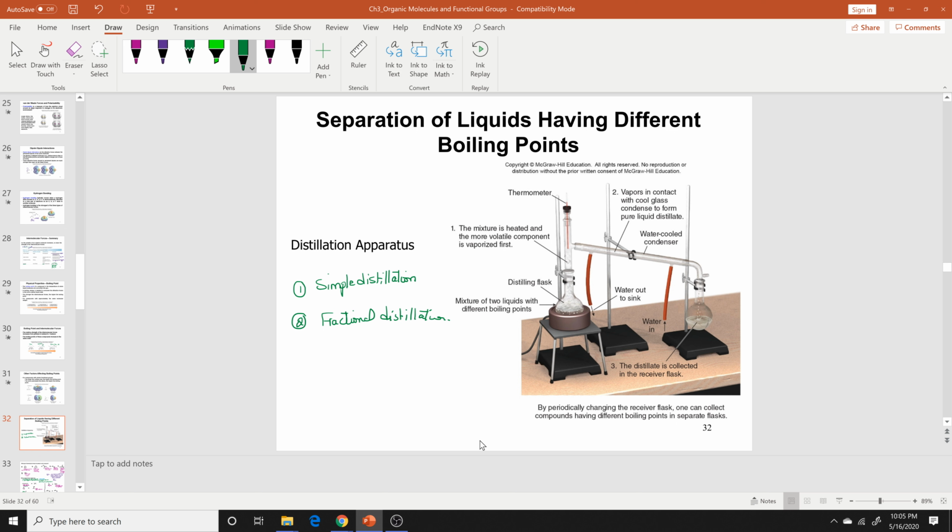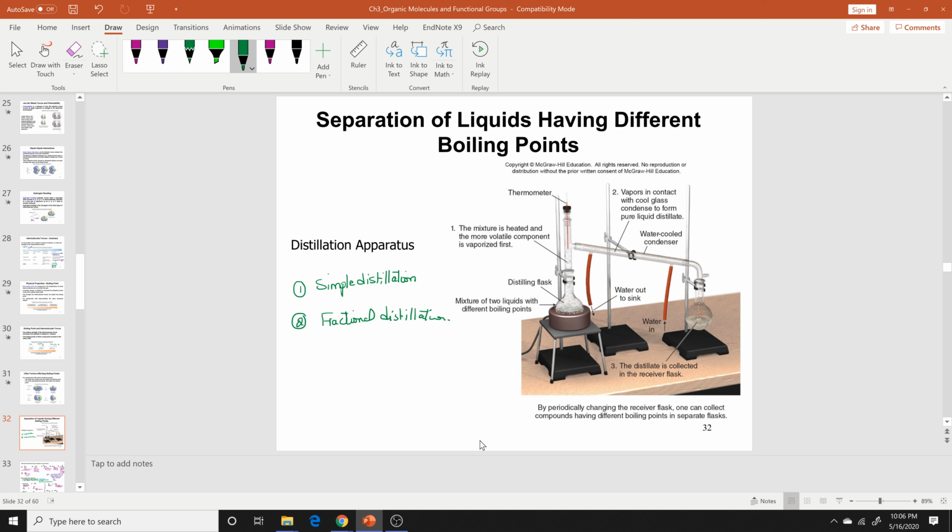So you start by collecting your low temperature component first, and after you collect it, you raise the temperature of your heating mantle, and then you allow the second component to evaporate and distill. And this is how you separate components based on their boiling point. Now, normally with simple distillation, it is not accurate.